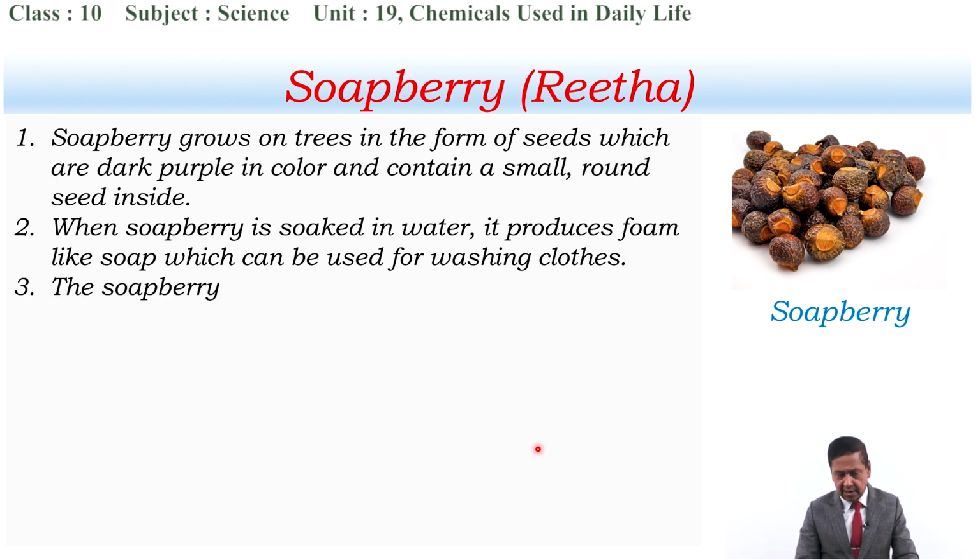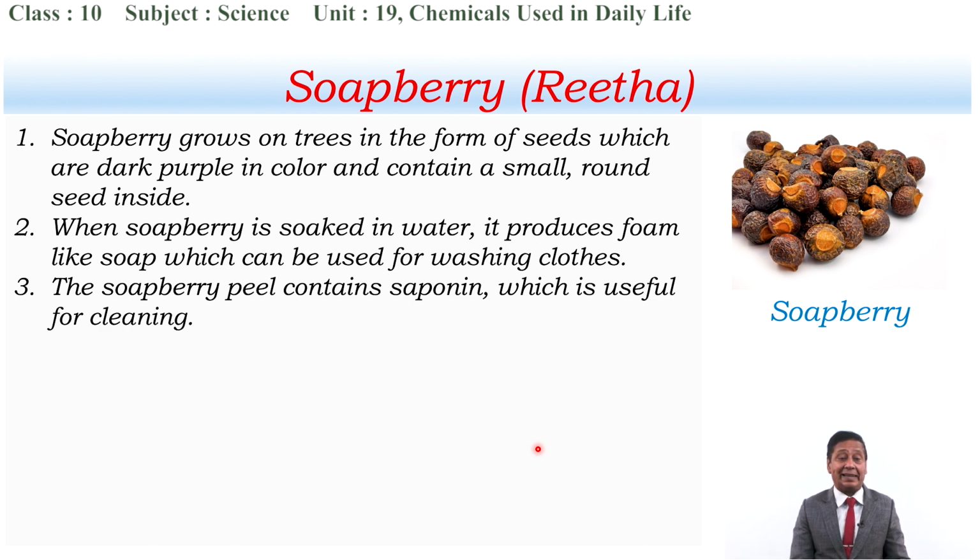Now, next information: the soap berry peel contains saponin. Peel means the outer part, and inside it there is the seed. That's why this peel is used as a cleaning agent. It contains a chemical substance called saponin, which is useful for cleaning. The major point is that Rita contains saponin, a cleansing agent, and because of that it is used for cleaning.